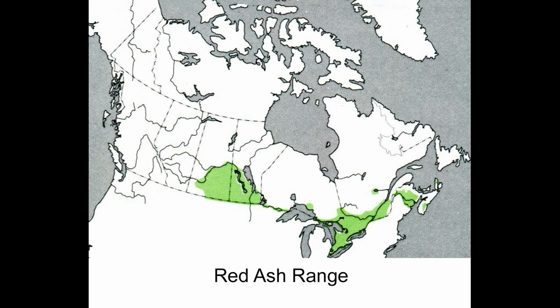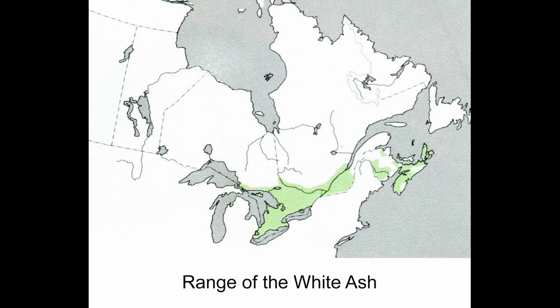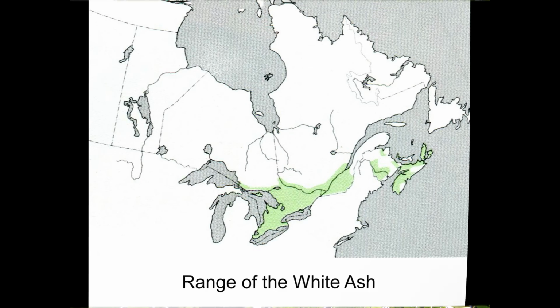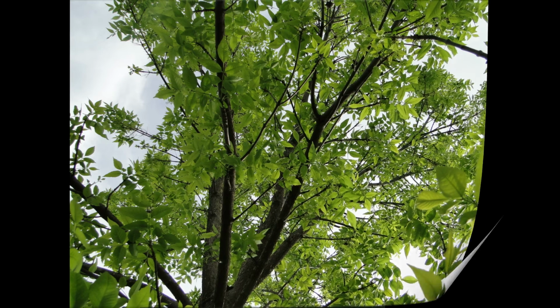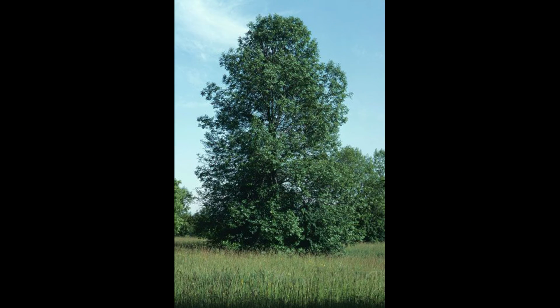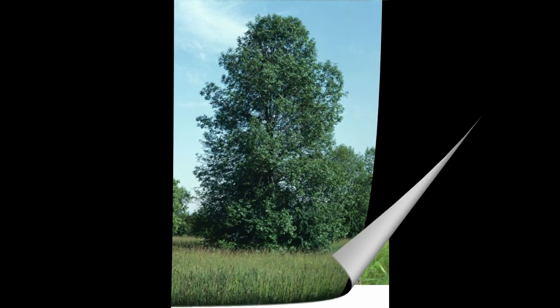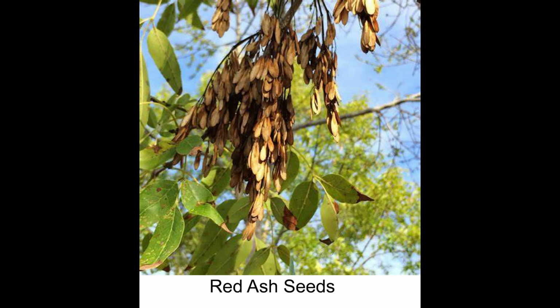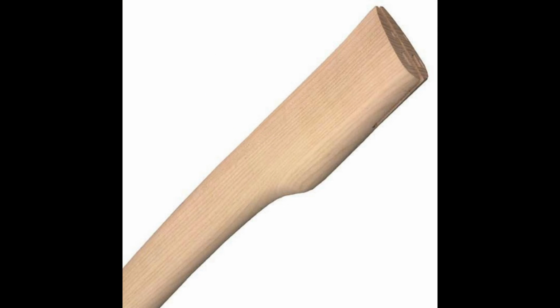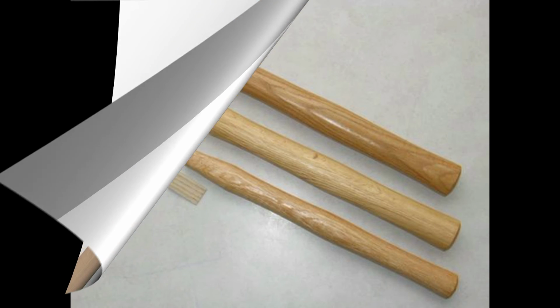The red ash shares the same territory as the white ash, but is also found in Manitoba and Saskatchewan. The red ash is the smallest of the ashes, reaching heights of only 30 to 40 feet, with some notable exceptions reaching up to 85 feet. Its wood is the same as the white ash and can be used for tool handles.